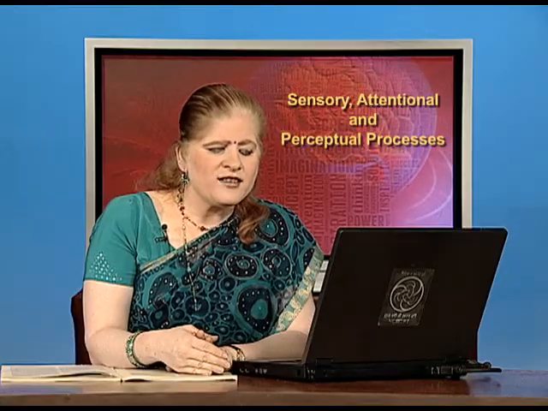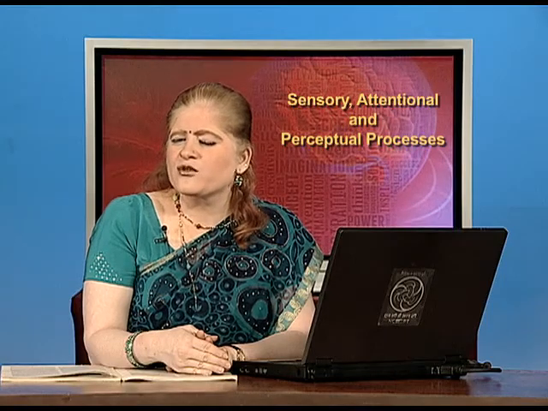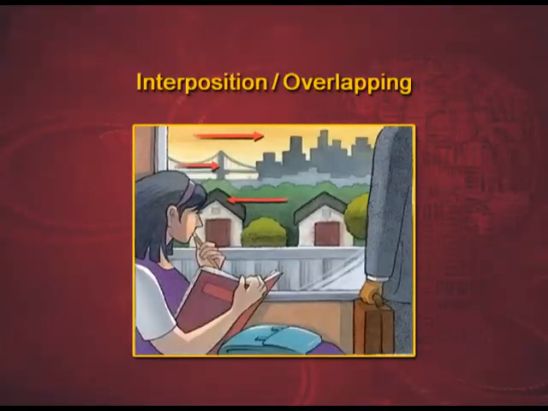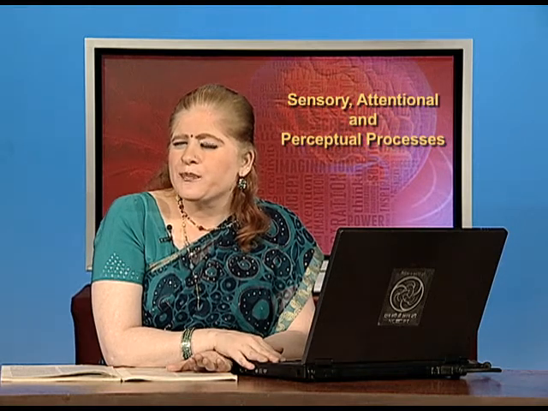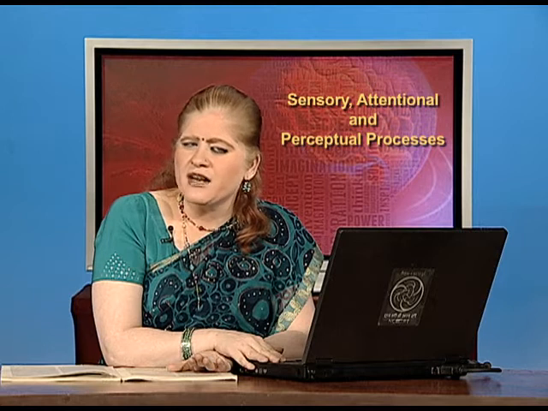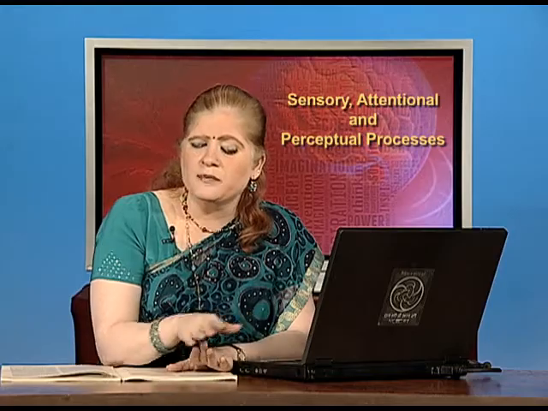The second concept is that of interposition or overlapping. Objects which are nearer to us overlap the objects which are farther away from us. In this picture, you will say that the girl is nearer to you and the mountains or the houses are farther away because the girl overlaps the houses and the houses overlap the mountains in turn. Painters very often use this cue to give us the perception of near and far, to give us the perceptions of three dimensions in a two-dimensional painting.